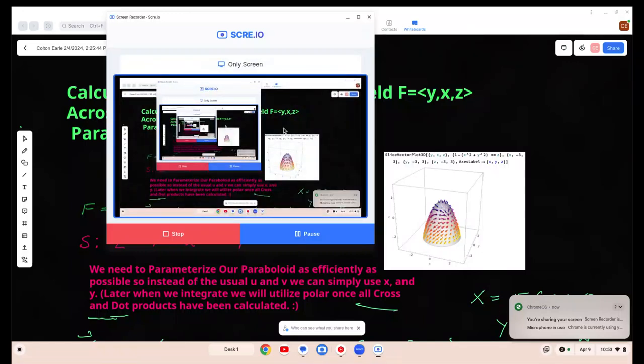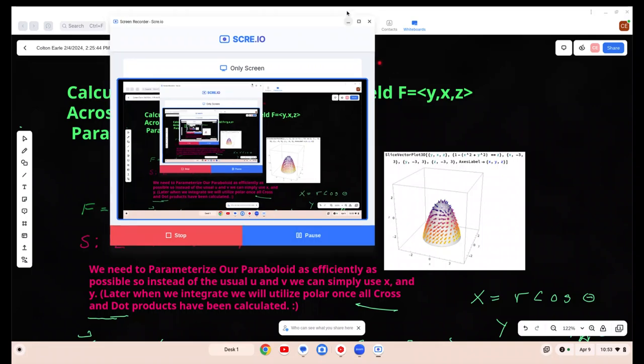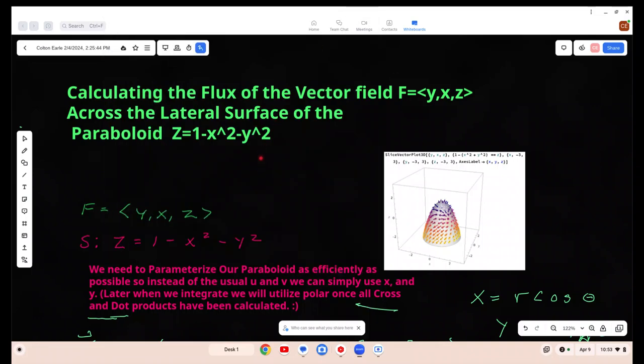All right. This is kind of like one of my first videos on this. I have one on parametrizations. I'm still working on Calculus 3, or multivariable calculus. We will be doing the flux across the paraboloid z equals 1 minus x squared minus y squared. So we are calculating the flux of the vector field F equals y, x, z across the paraboloid. That's the surface, right? 1 minus x squared minus y squared.